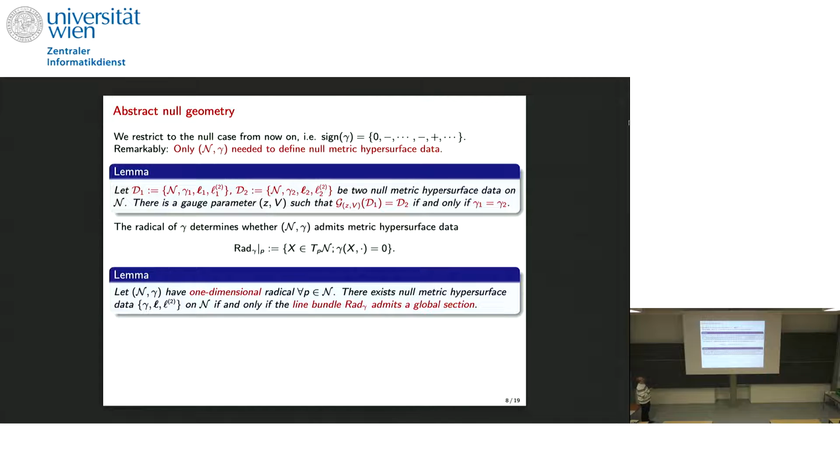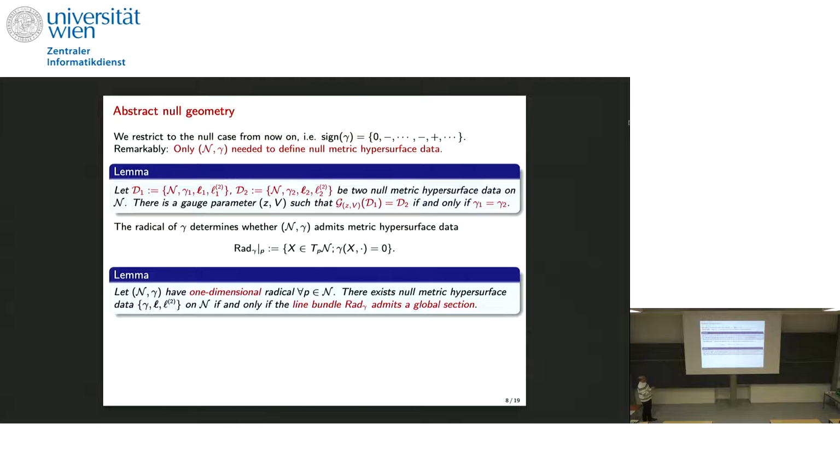So you know that given a degenerate metric gamma, you can define the radical, which is the collection of vectors that get annihilated by gamma. This is one-dimensional because of this property here. So at every point, you have a one-dimensional vector space, right? At the tangent space at any point, you have a one-dimensional distribution. This defines a line bundle. Either the line bundle is trivial, so it admits a global section, or it is not.